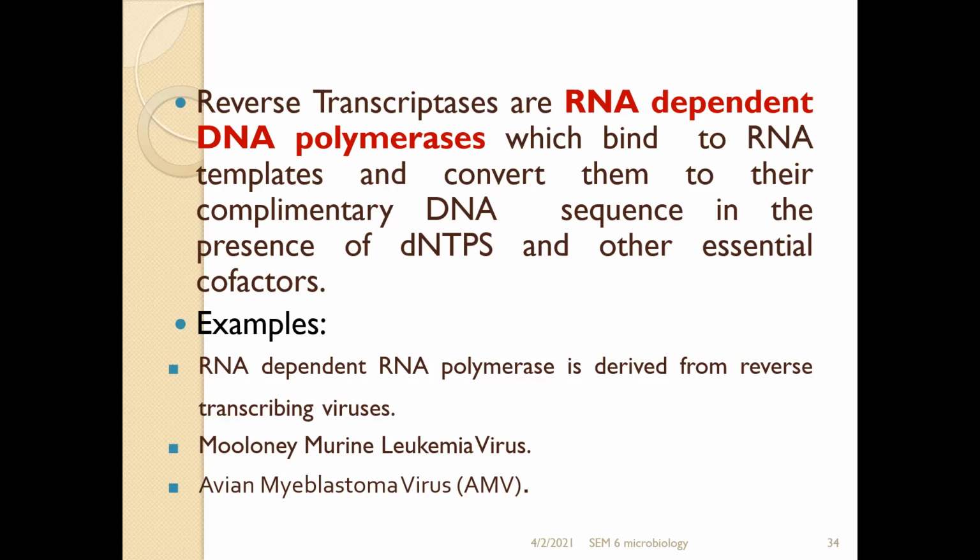There are many examples, like avian myeloblastosis virus and murine leukemia viruses. Then there are certain other enzymes, known as RNA-dependent RNA polymerases, which are derived from reverse transcribing viruses.